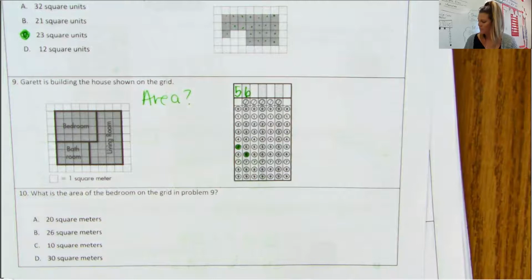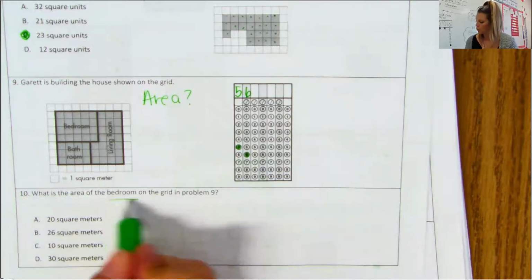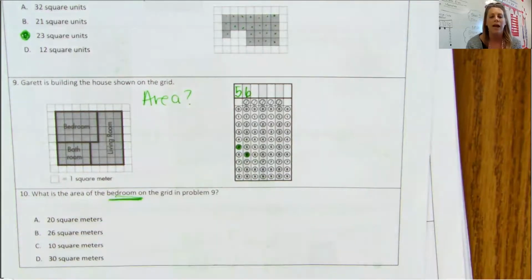What's the area of the bedroom on the grid? I almost got tricked and was thinking, what? They just asked me the area, but not of the whole house. Go ahead and figure out the area for the bedroom.